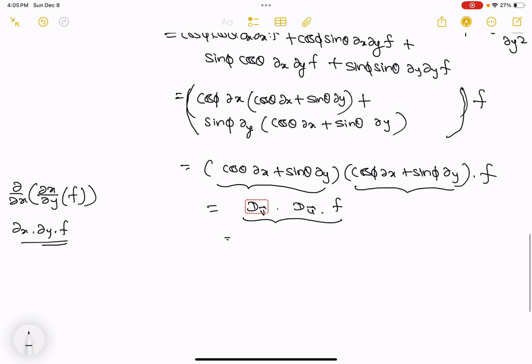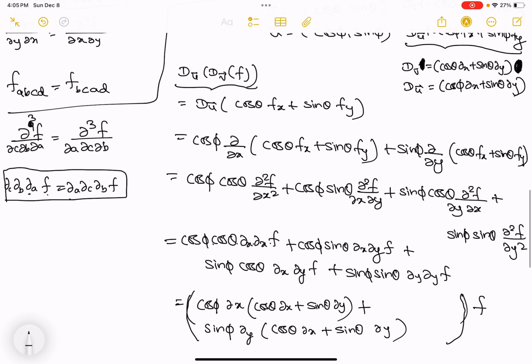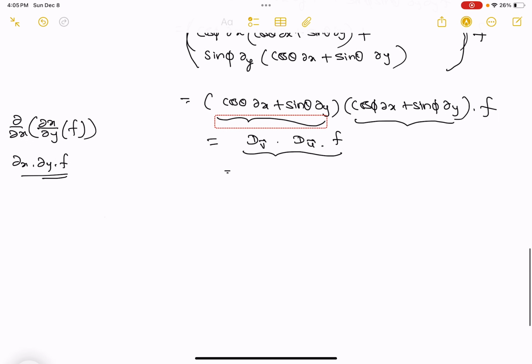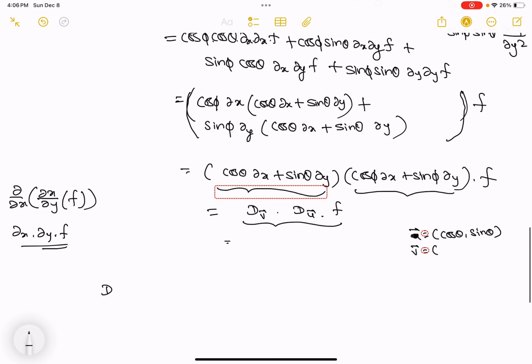Now the benefit is this. We did a lot of steps to find the formula for the second order partial derivatives. But now, let's introduce another vector. Our b vector was cos theta, sine theta. Let's say the u vector is cos phi, sine phi. And let's say our w vector is cos alpha, sine alpha.